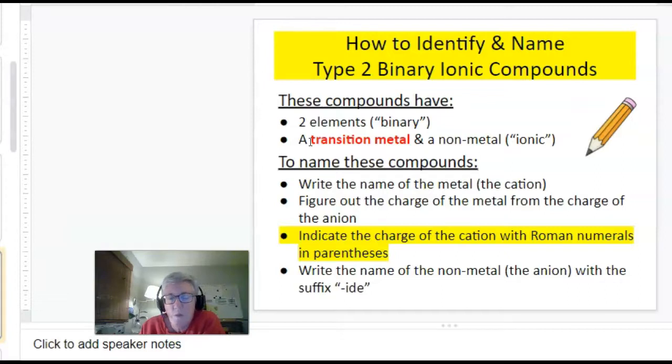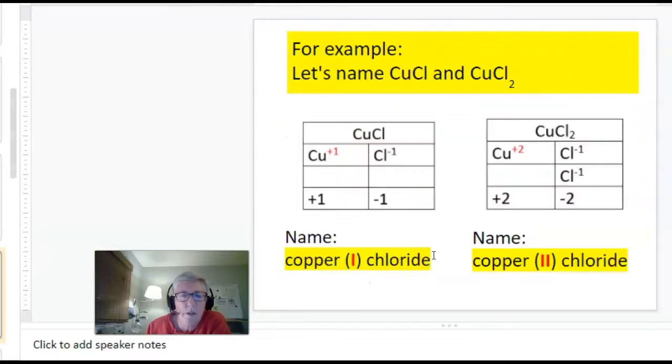Okay, so you just write out the name of the metal, and then I'm going to use the anion to figure out the charge of the metal. So I'm going to use the negative part of the compound to figure out the charge on the metal. All right, and then again, you use Roman numerals to show the charge. All right, so let's look at an example.